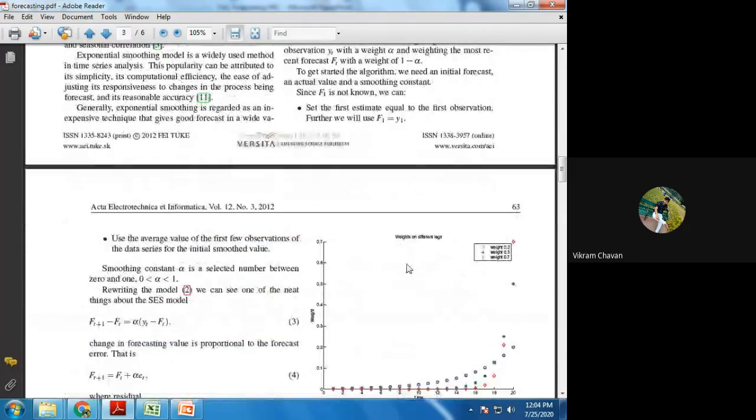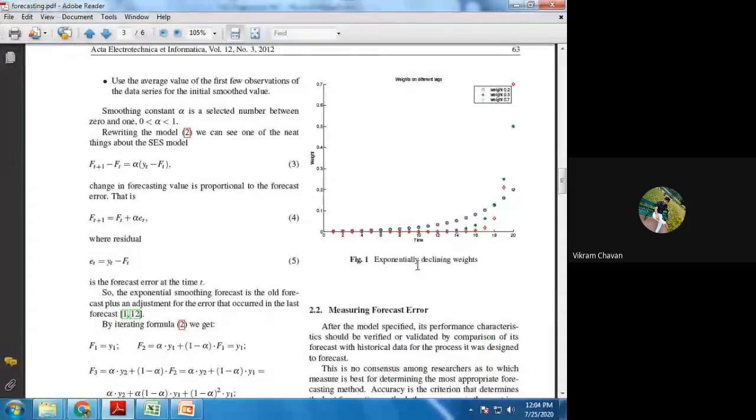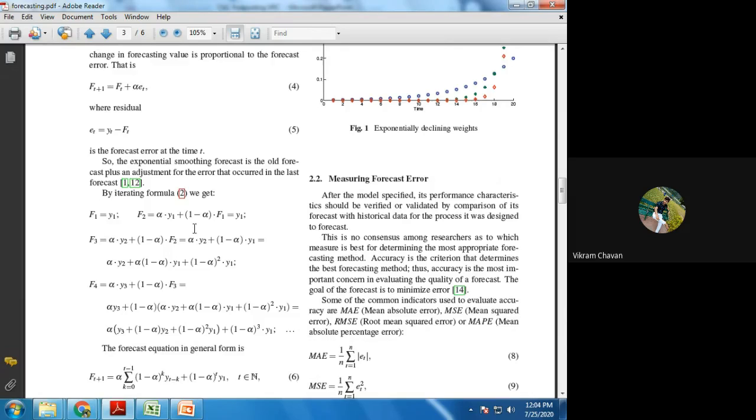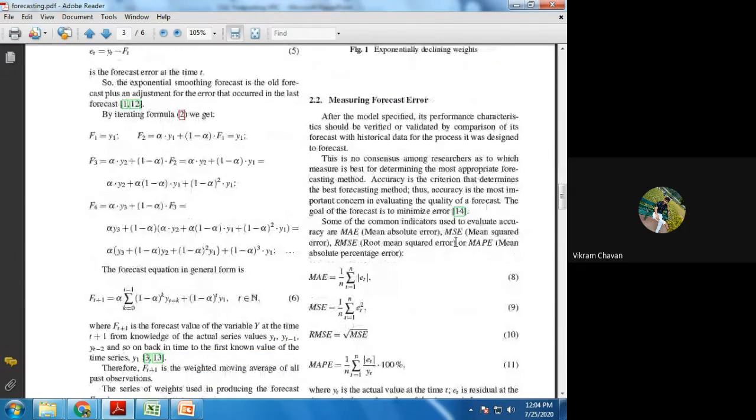Then they have mentioned how to determine the alpha. In our syllabus, it is not mentioned that you have to determine the alpha value, but in this paper the alpha value is also calculated. For that purpose, they have taken values from 0 to 0.9, and they have plotted the graphs for the weights. They have mentioned the formulas and the errors over here.